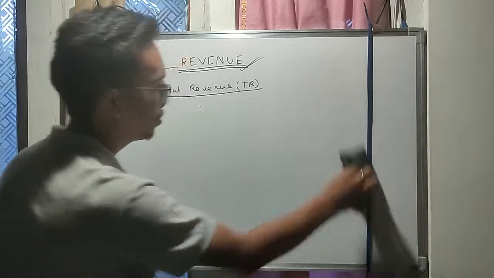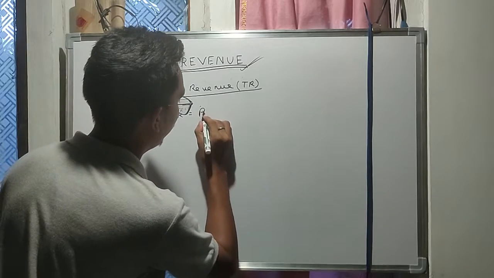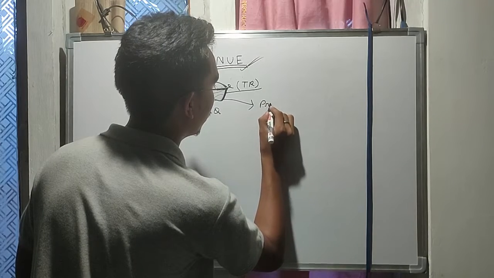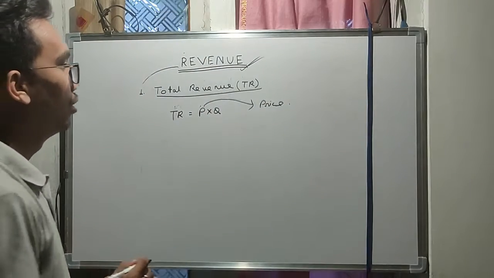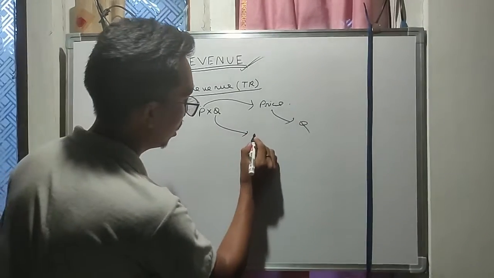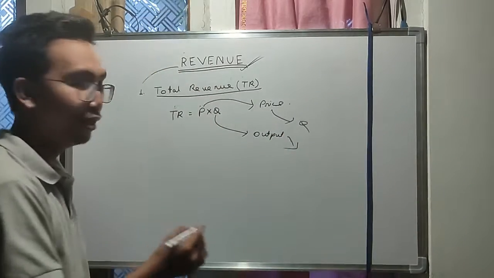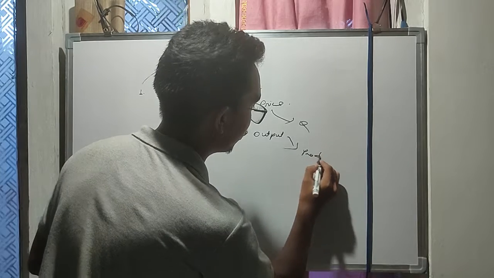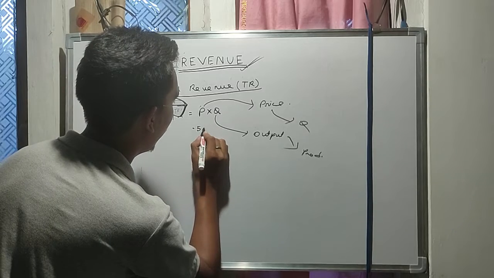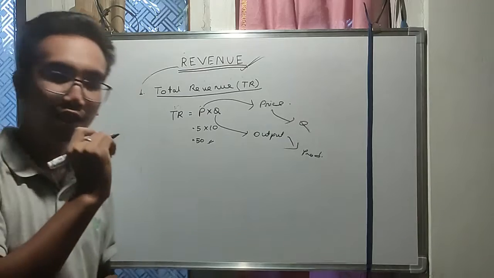The formula of total revenue is TR equal to P into Q. P means the price at which the producer sells the product, and Q is the total output produced by the producer. So for the earlier example, it was 5 and 10, which gives 50. Correct?